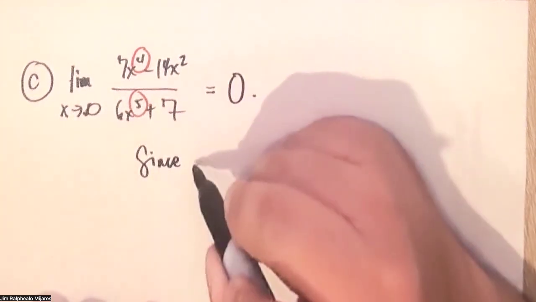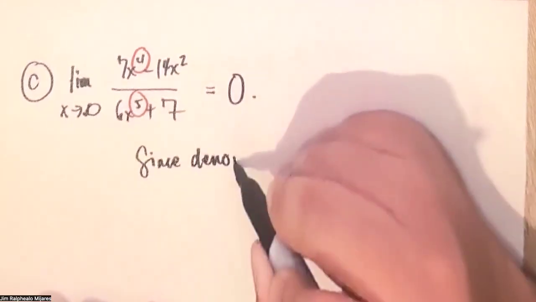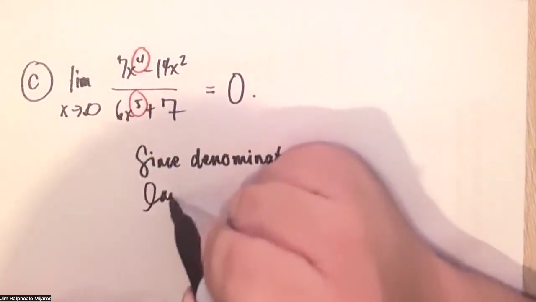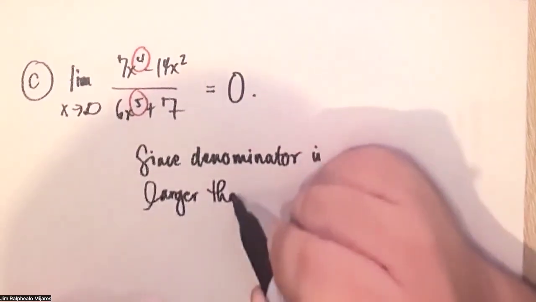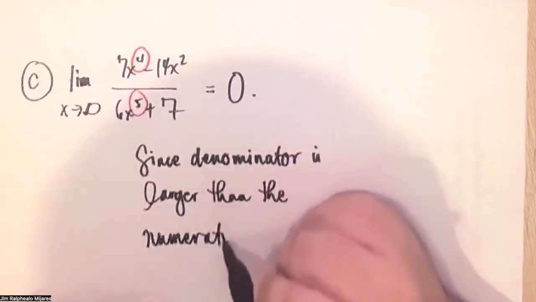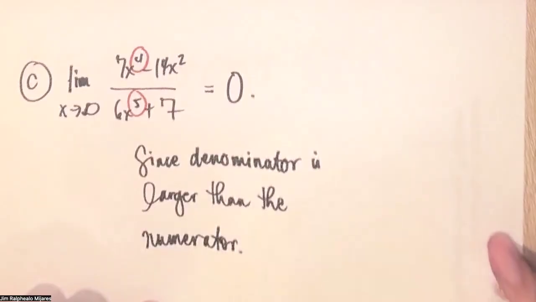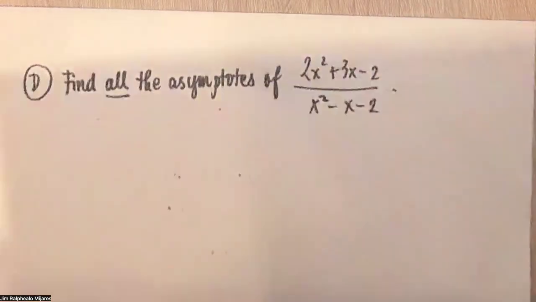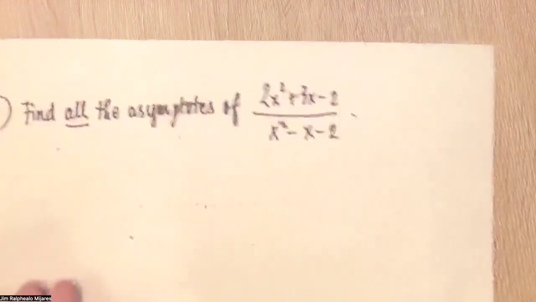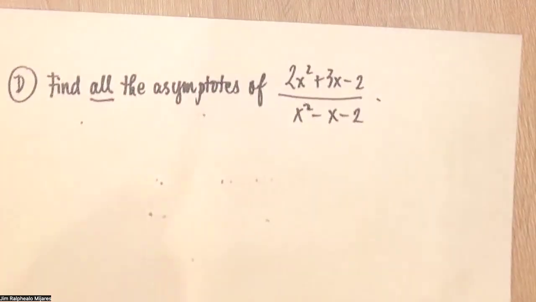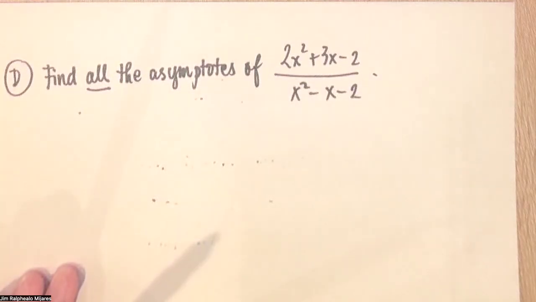Since the denominator is larger than the numerator. Right? Makes sense? And finally, this one right here. Let's try to find all the asymptotes of this function right here: 2x squared plus 3x minus 2 all over x squared minus x minus 2.